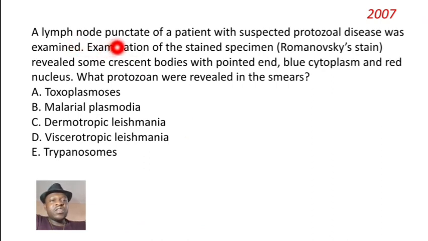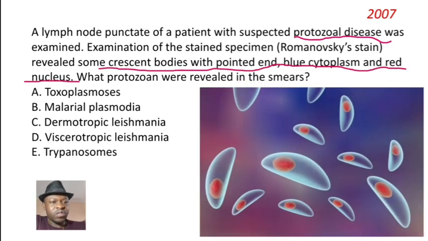A lymph node punctate of a patient with suspected protozoal disease was examined. Examination of the specimen stained by Romanovsky staining revealed some crescent bodies with pointed end, blue cytoplasm, and red nucleus. What protozoa was revealed in this smear? All right, okay, let me show you how it looked first, right? Then I will show you the keywords.